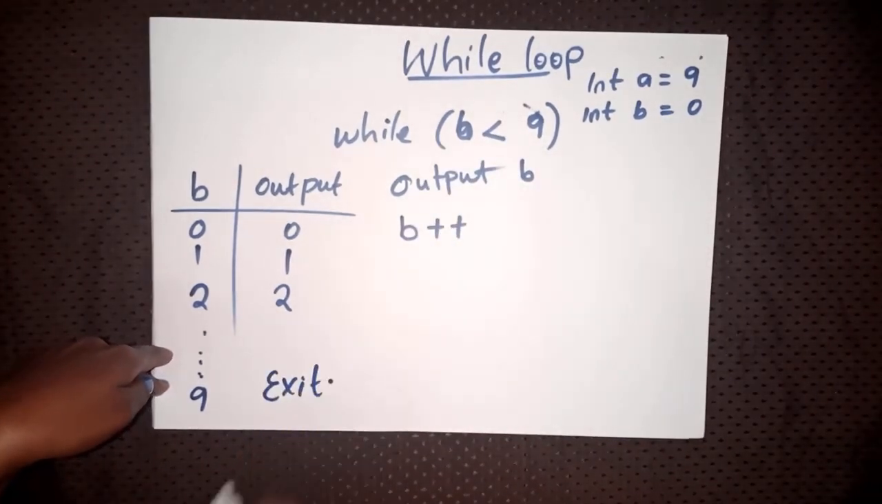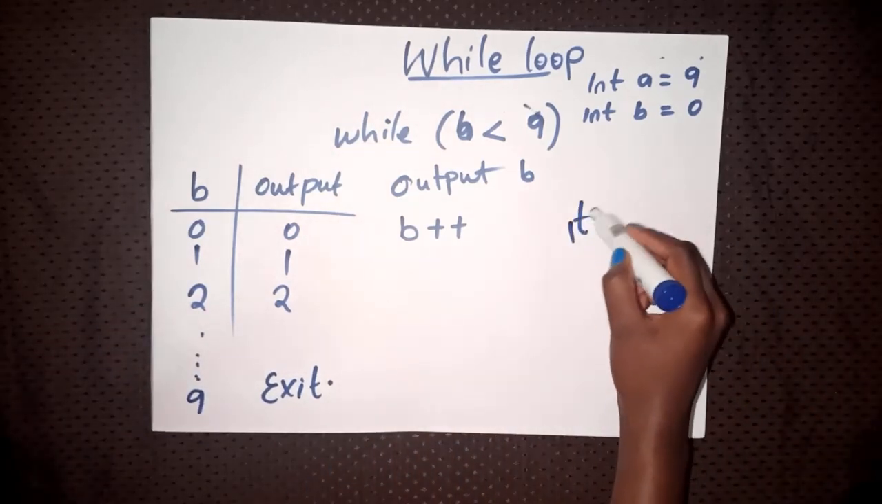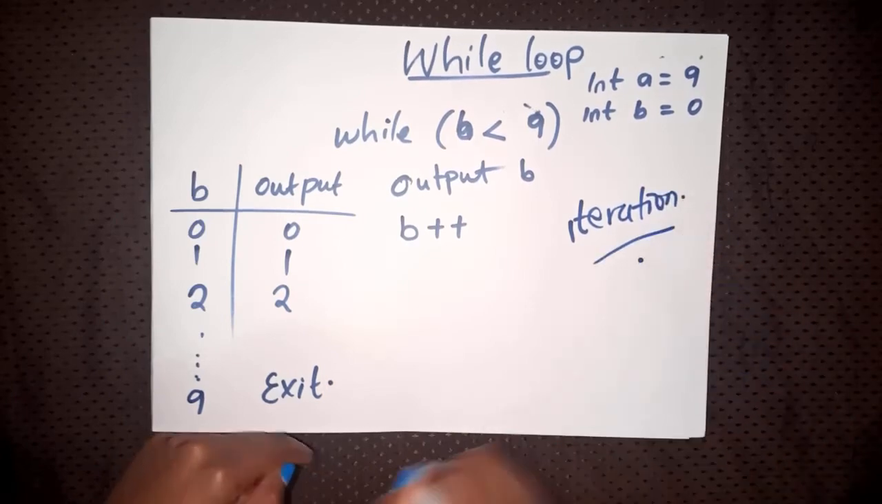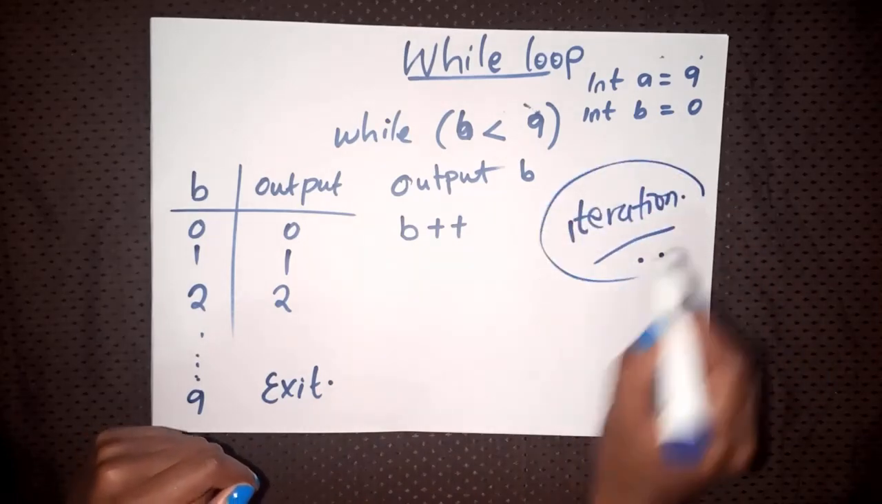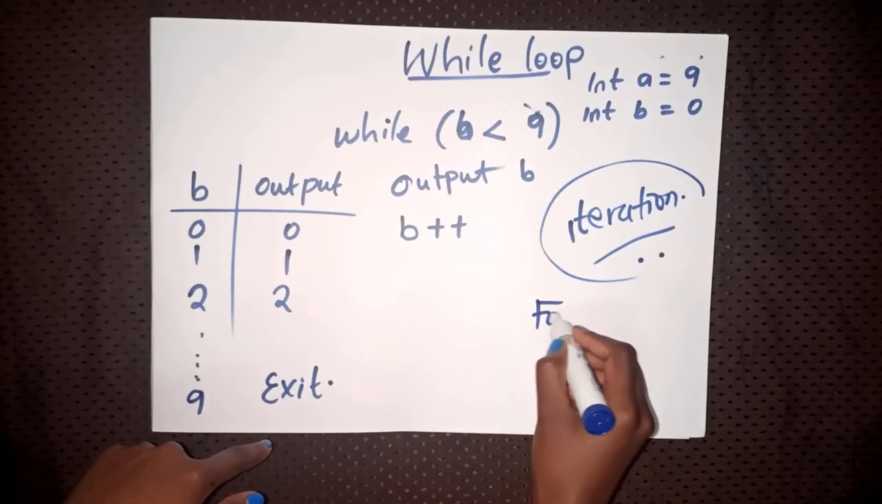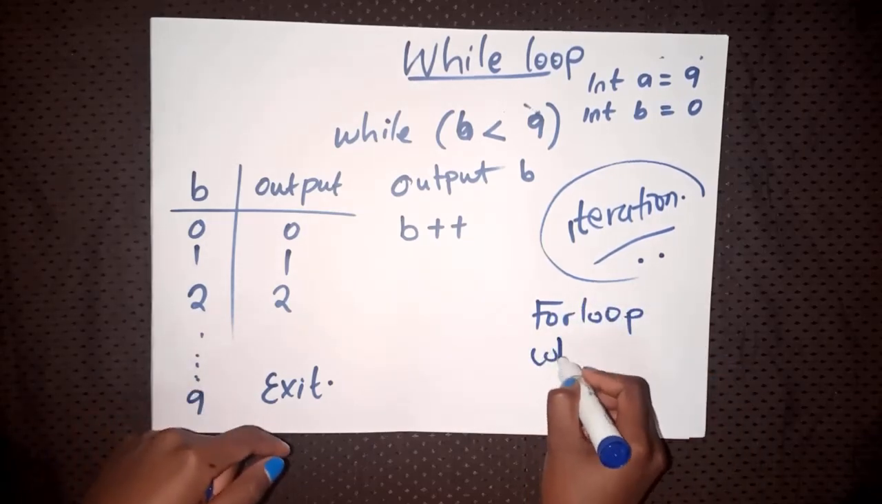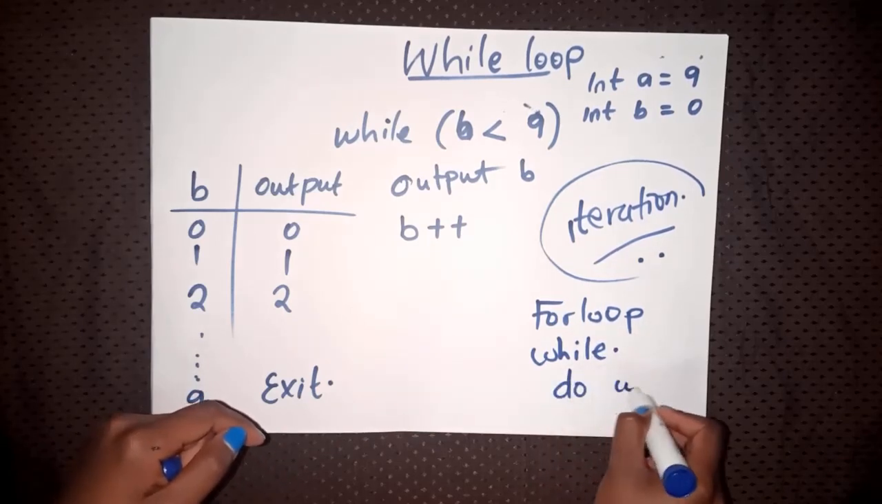I mentioned earlier about iteration. This is still iteration. As long as you're going around a loop and then exiting after a certain condition is met, you're iterating. So we can iterate in a for loop, as I mentioned earlier, and now we've just talked about while. Then there's another one called do while.